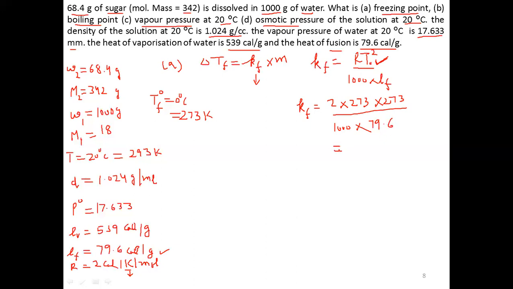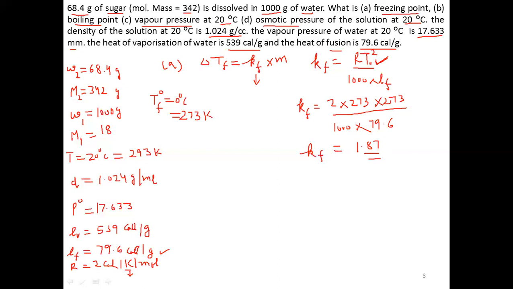What does it give us? It will give us a value. So 2 into 273 into 273 divided by 1000 divided by 79.6. So it is 1.87. This is the value of KF.